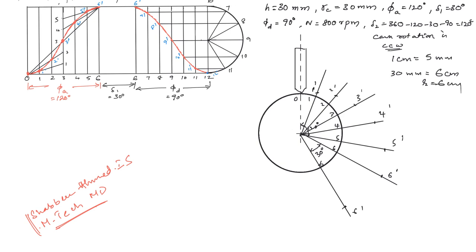Next, we will have the angle of descent. It is for 90 degrees. So now we have to mark an angle of 90 degrees starting from here. You mark an angle of 90 degrees. That we will do now.